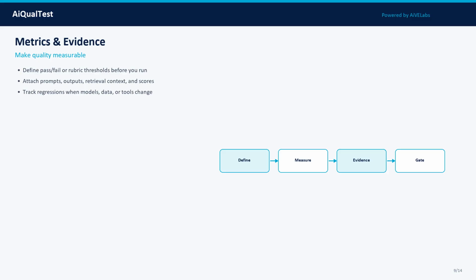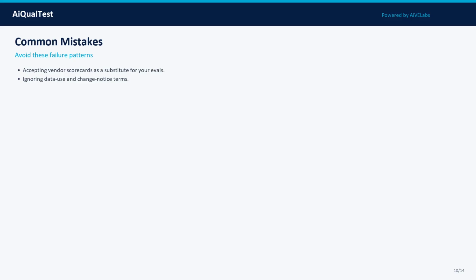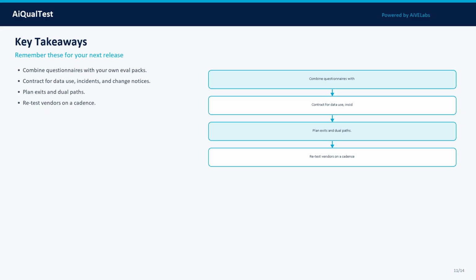Common mistakes slow mature programs. Mistake 1: Accepting vendor scorecards as a substitute for your evals. Mistake 2: Ignoring data use and change notice terms. Mistake 3: Skipping exit and portability planning. Mistake 4: Treating diligence as a one-time RFP checkbox. Teams that skip these create silent risk that surfaces in production or audits. The antidote is discipline: small goal sets, explicit thresholds, change control, and monitoring that connects production incidents back to evaluation suites.